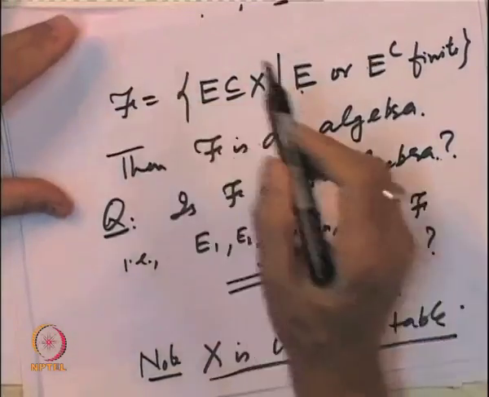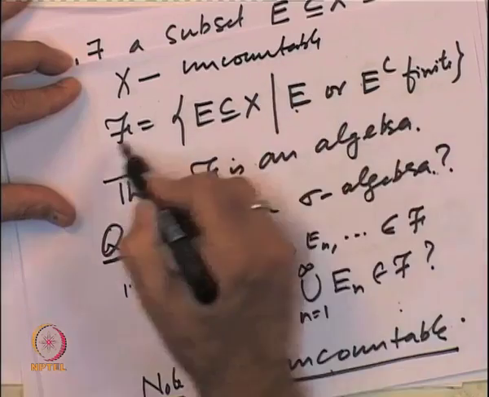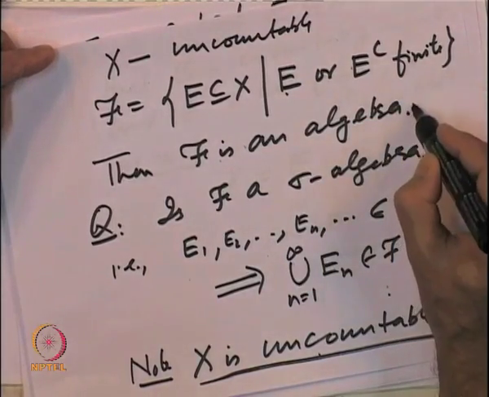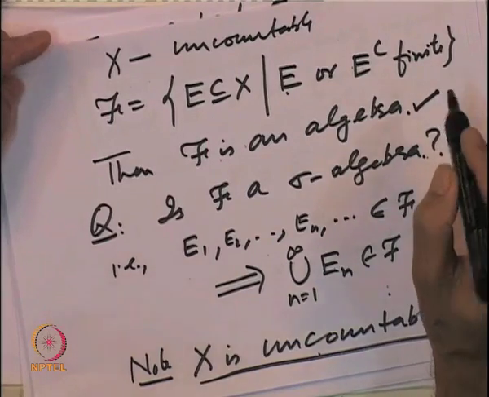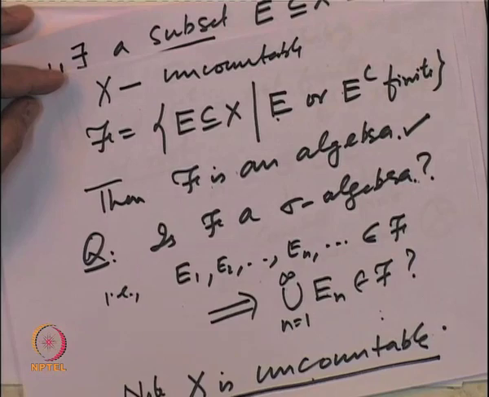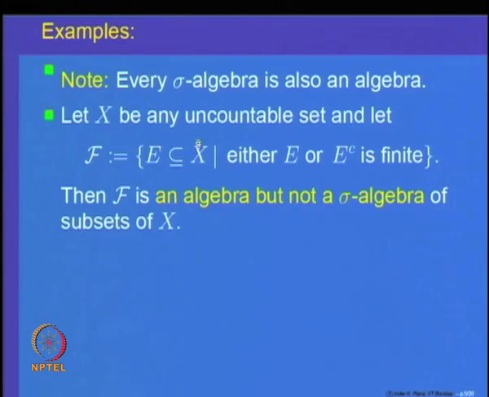So, what we are saying is, whenever X is uncountable and you look at this collection of sets E contained in X such that E or E complement is finite, then it is an algebra and it is not a sigma algebra of subsets of X. So, we have proved that it is an algebra of subsets of X, but it is not a sigma algebra of subsets of X. So, every sigma algebra is an algebra, but every algebra need not be a sigma algebra. That is the observation that we get from here.